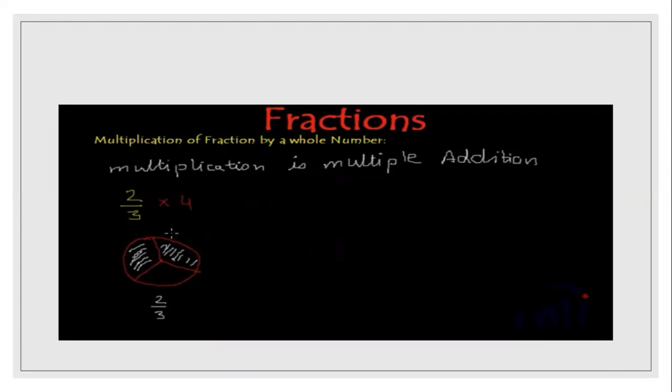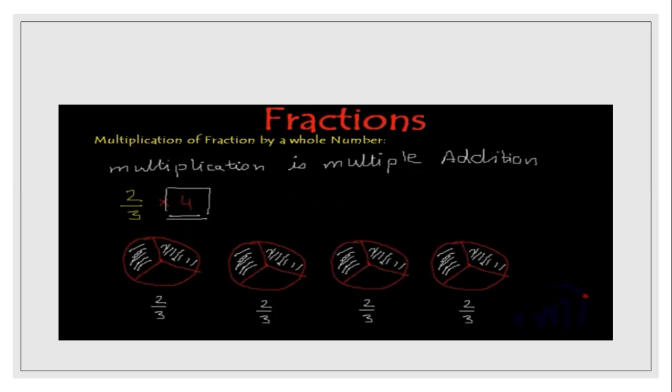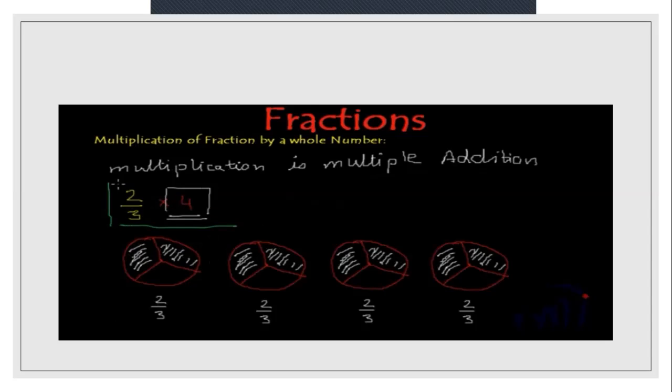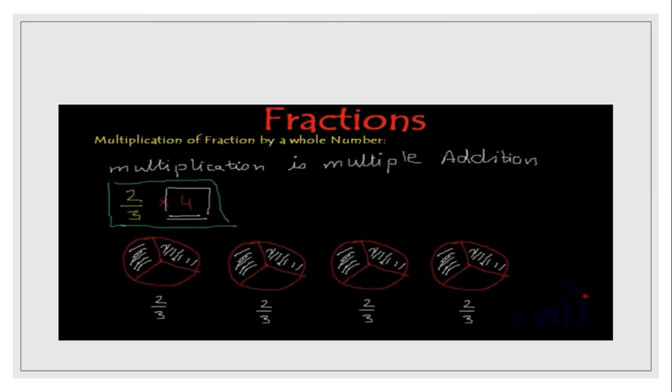Now what we have to do? We have to multiply this 2 by 3 by 4. That means we have to add this 2 by 3 four times, isn't it? Yes. So I am going to make 4 copies of 2 by 3 like this. So now we have 4 two-by-threes, isn't it? I have replicated the same picture 4 times. This means this multiplication: multiply 2 by 3 by 4. So this was one 2 by 3 and now I have replicated this 2 by 3 four times. Why only 4 times? Because we were supposed to multiply this fraction by 4, right?